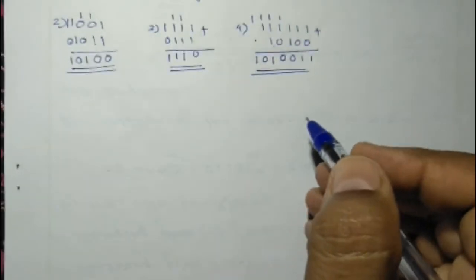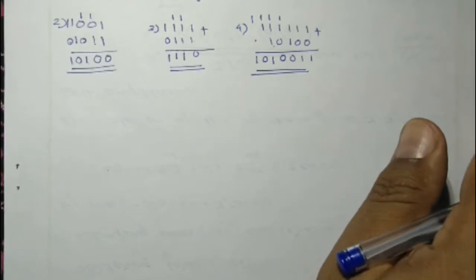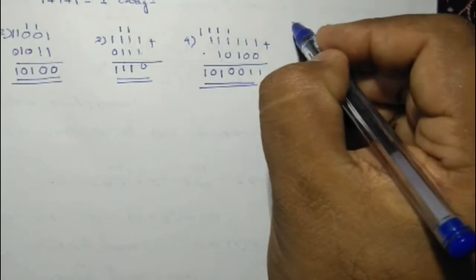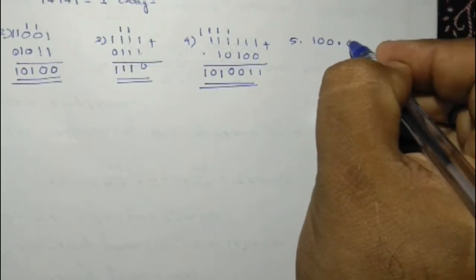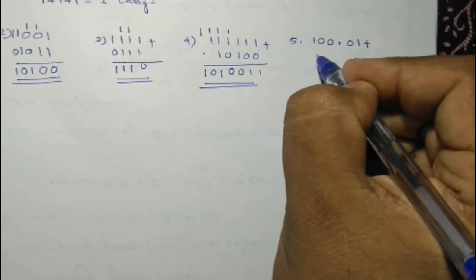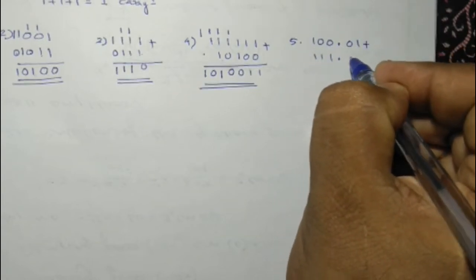Okay, now let's do a problem with a decimal place. Say 100.01 plus 111.11.